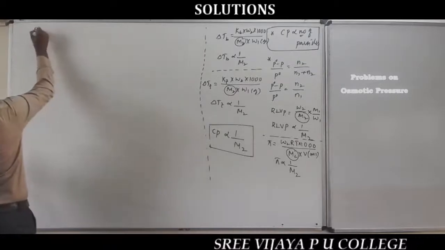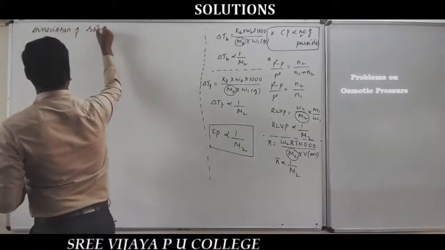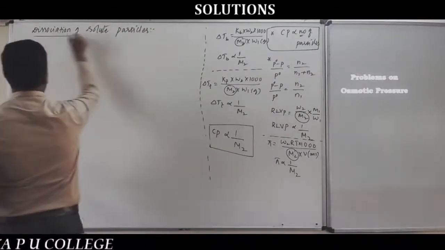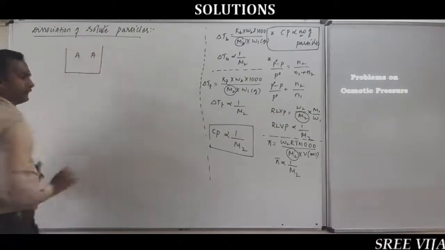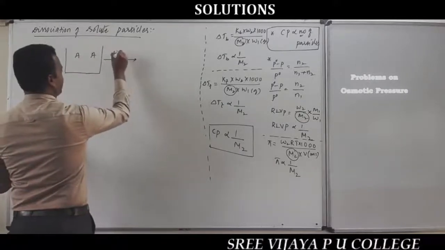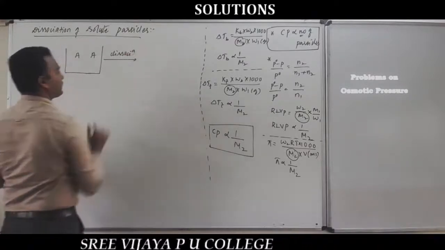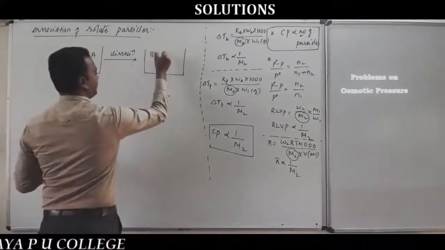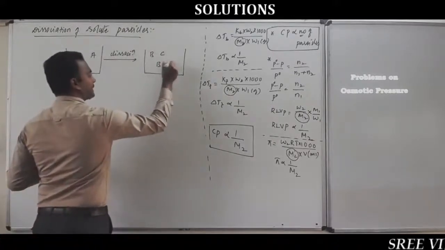That is dissociation of solute particles. So again, let me take solute particle A. Two particles are there. When a solute particle undergoes dissociation, A gives B plus C. One A particle becomes B and C, and the other does the same, that is B plus C.